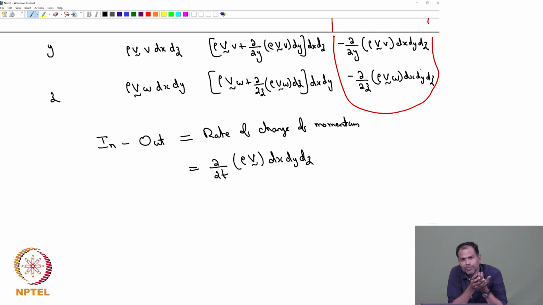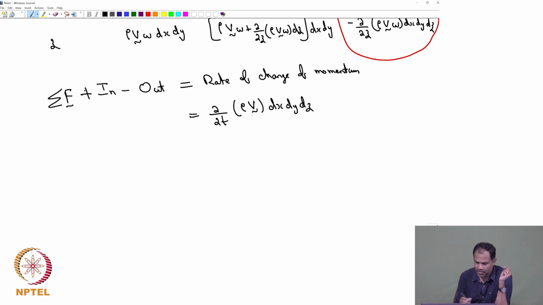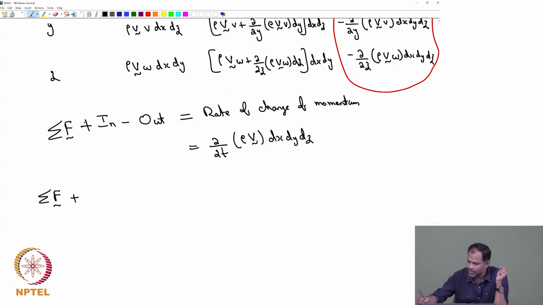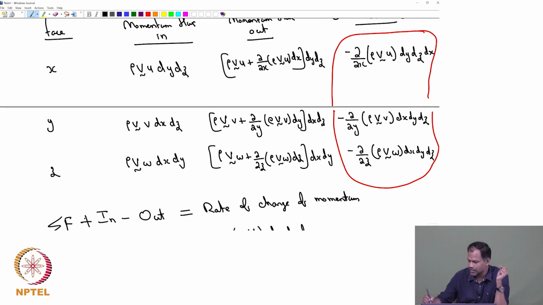So, the rate of change of momentum is not just equal to in minus out, it actually has to be also equal to the total forces acting on that fluid element. Okay. So, therefore, the right equation is sum of forces plus momentum in minus momentum out has to be equal to the total rate of change of momentum. So, therefore, we find that our equation should really be sum of forces that is acting plus all the quantities that we have found out as in this red box.